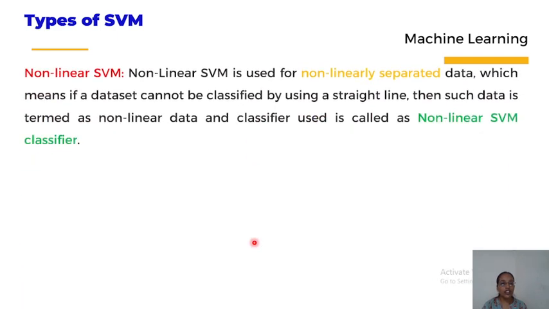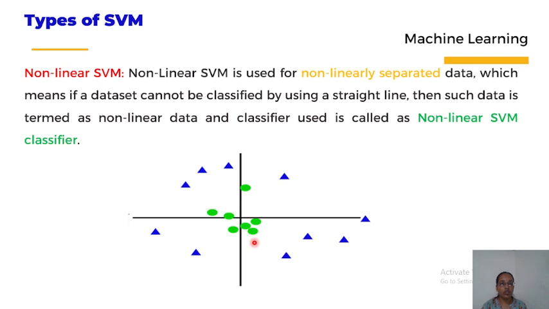Now the second one is the non-linear SVM. The non-linear SVM is used for non-linearly separated data, which means if a data set cannot be classified by using a straight line, then such data is termed as non-linear data, and the classifier used is the non-linear SVM classifier.